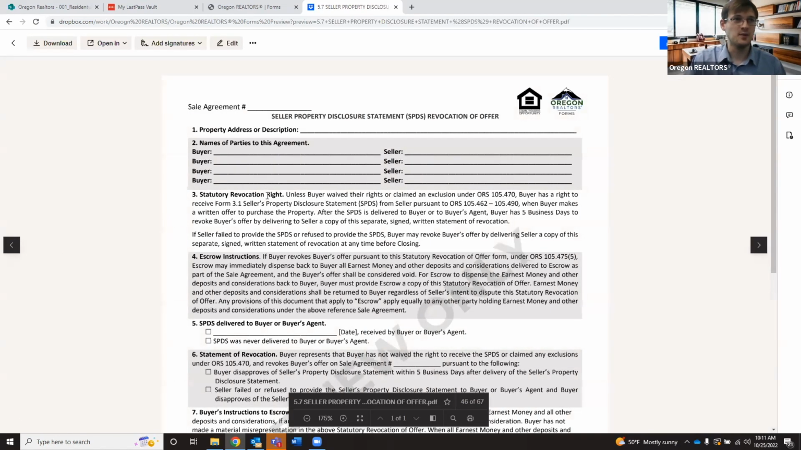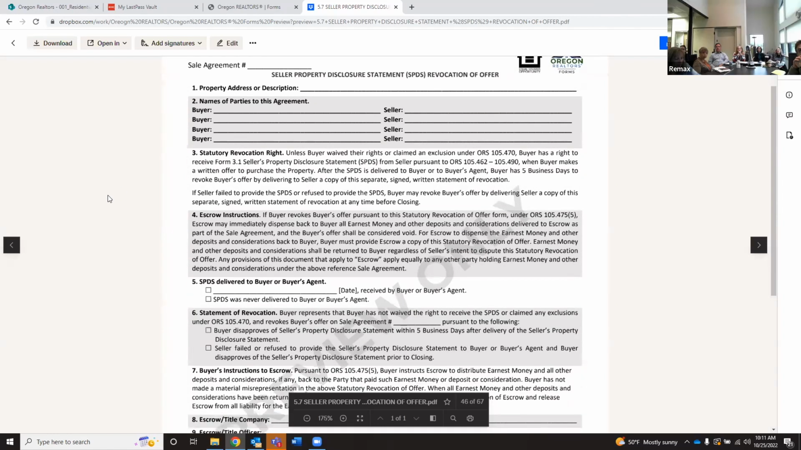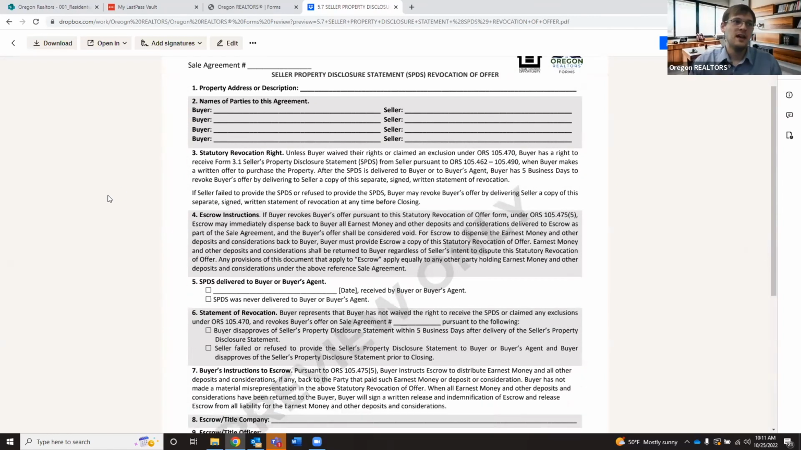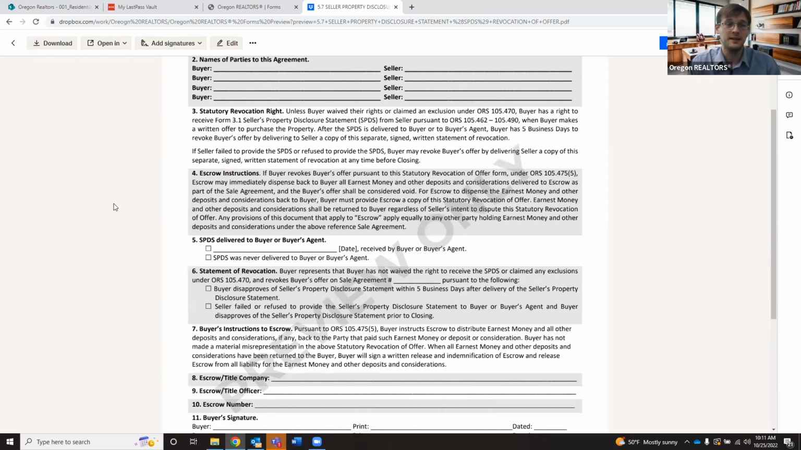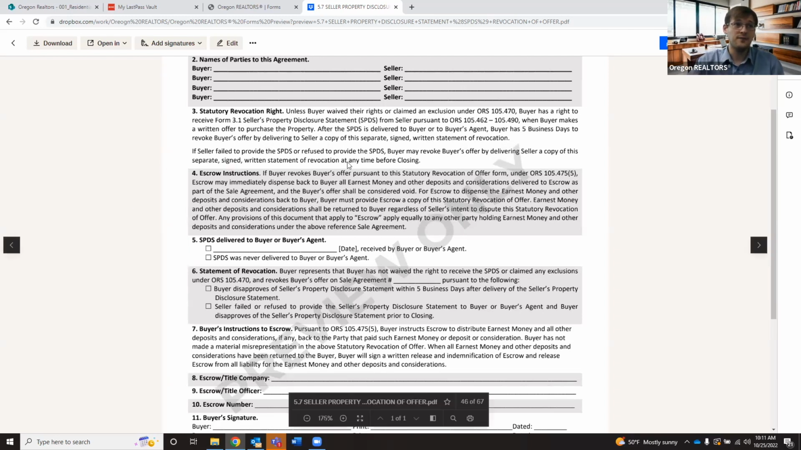This is a one pager, so it's a pretty fast description. This is for revocation based on the seller's property disclosure form. Essentially, it begins with saying, "Hey, buyer, you have a right to revoke your offer unless you've waived it or somehow claimed an exclusion has been claimed." In this case, you have 5 business days after the offer is delivered.